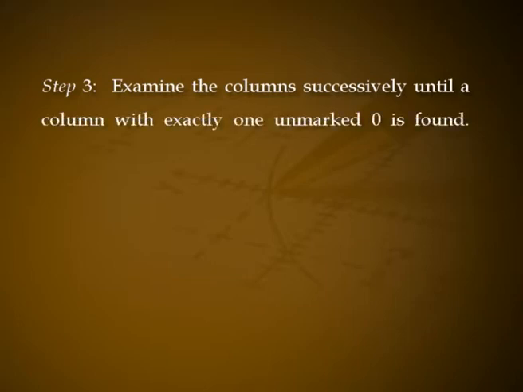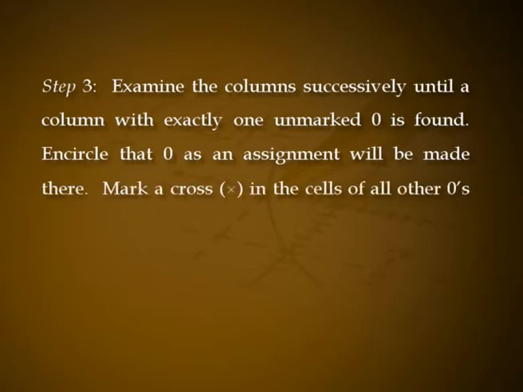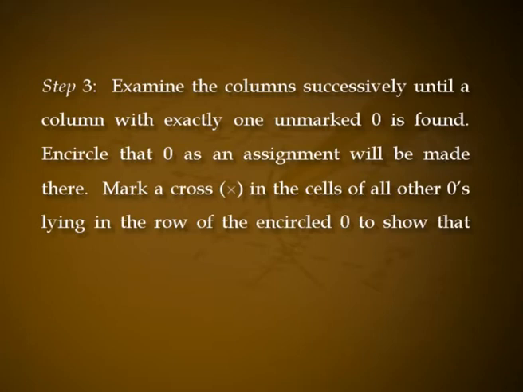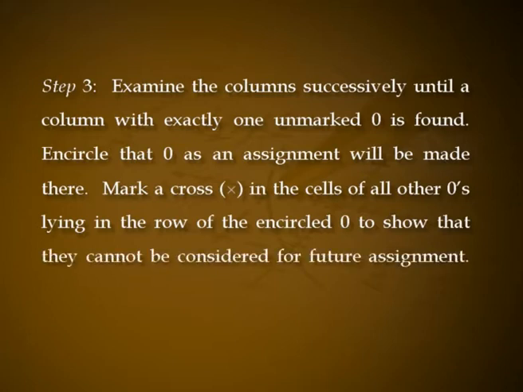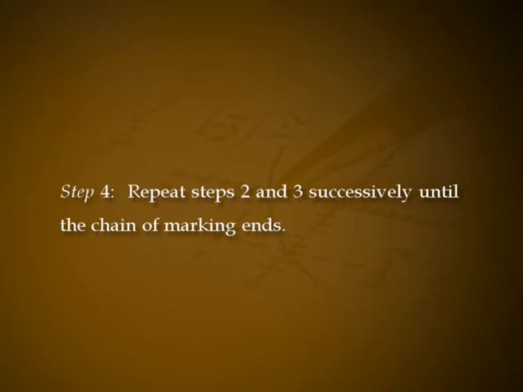Step 3. Examine the columns successively until a column with exactly one unmarked 0 is found. Encircle that 0 as an assignment will be made there. Mark a cross in the cells of all other zeros lying in the row of the encircled 0 to show that they cannot be considered for future assignment. Continue in this manner until all the columns have been taken care of. Step 4. Repeat step 2 and 3 successively until the chain of marking ends.